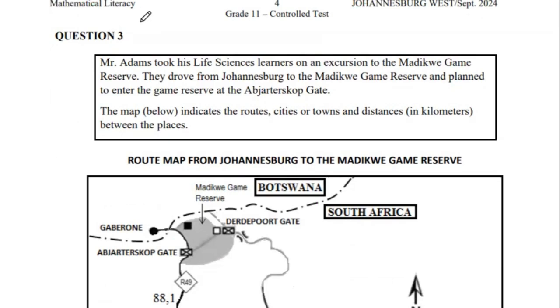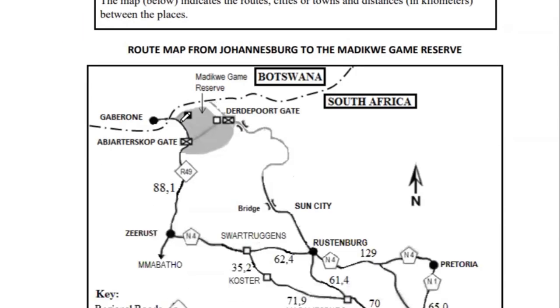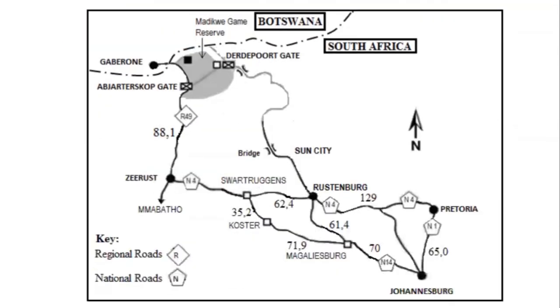Mandikwe. They drove from Johannesburg to Mandikwe Game Reserve and planned to enter the game reserve at Abuja Stokop Gate. So the map below indicates the route, cities or towns, and distance in kilometers between the places. So this is the map we are going to look at. People are coming from Johannesburg. They are entering from this other game here. They are going to see this.